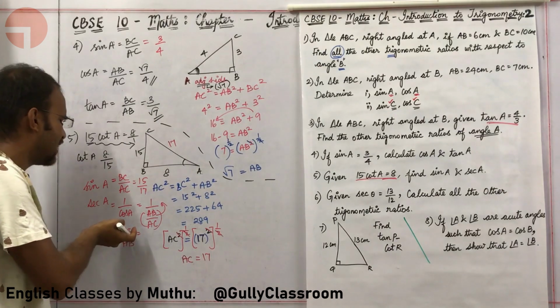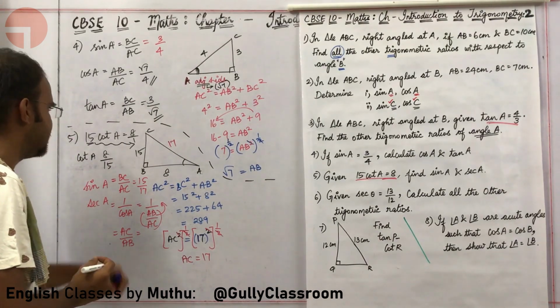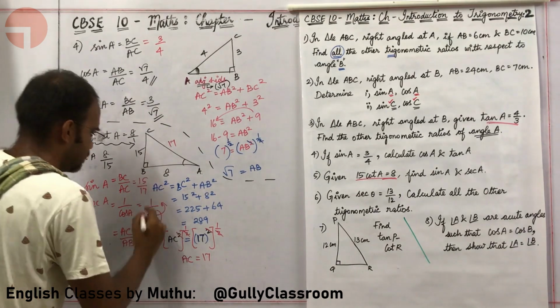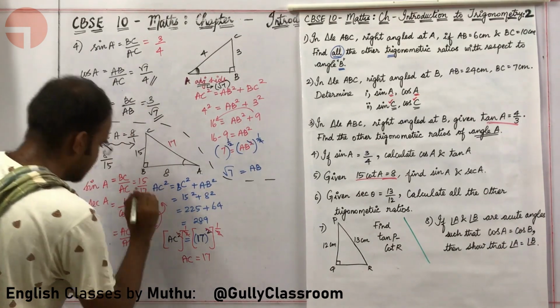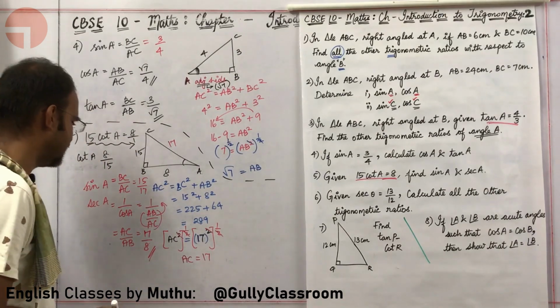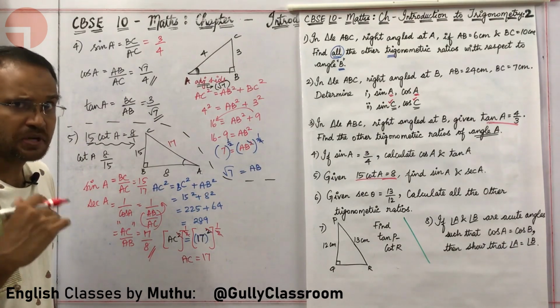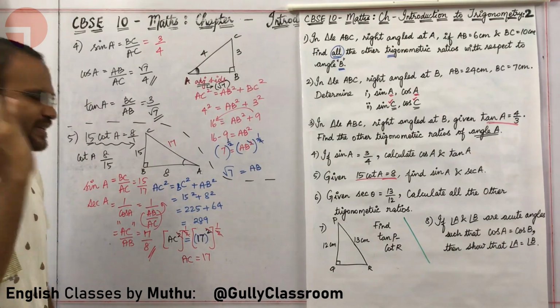Secant A is nothing but hypotenuse divided by adjacent side. Here hypotenuse is simply 17, adjacent side is simply 8, and this is my answer for secant A. I can directly use this formula: secant A is hypotenuse divided by adjacent side.